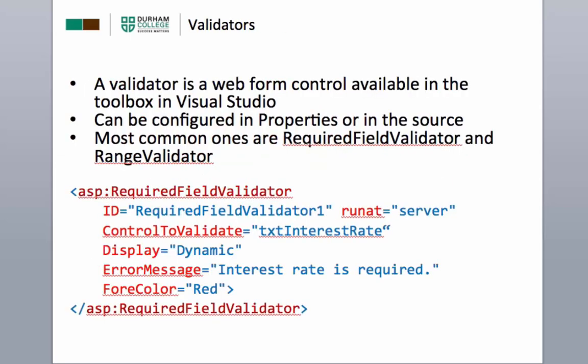A validator is a web form control available in the toolbox in Visual Studio. It can be configured in properties or in the source. Most common ones are required field validator and range validator. So here's a required field validator, for example. This one has a control to validate, which is your text interest rate. It's displaying dynamically. And the error message we want to come up is "interest rate is required," and we want it to come up in red. So if the person enters a value that's not an interest rate or they don't enter anything, it says interest rate is required. So simple require statement, you've done those before.